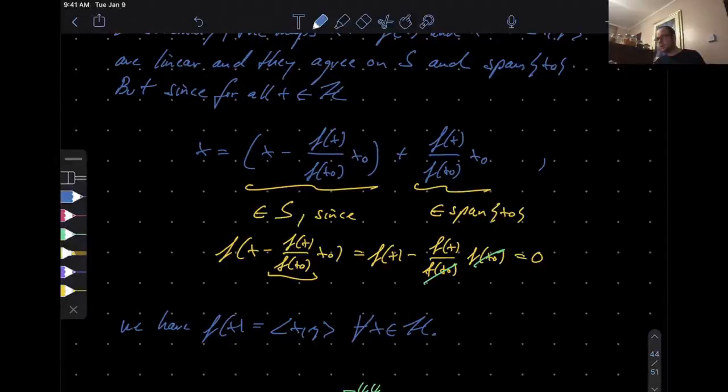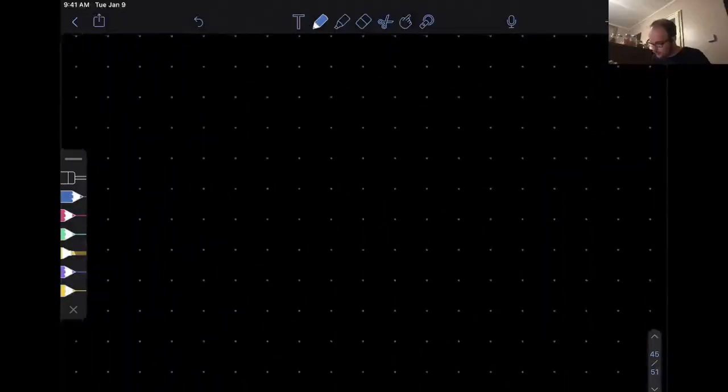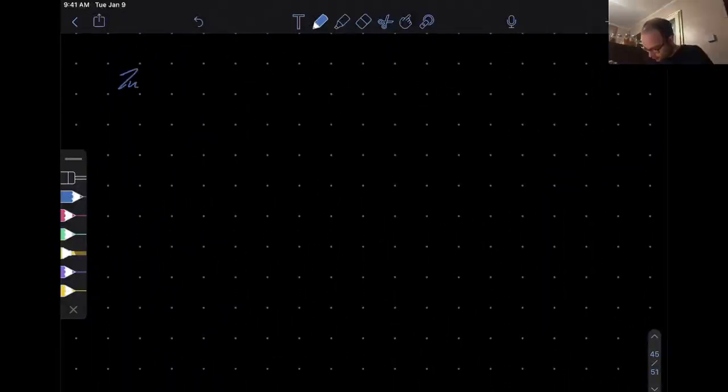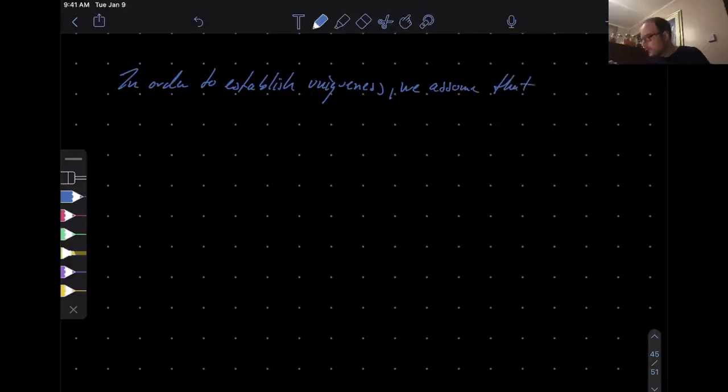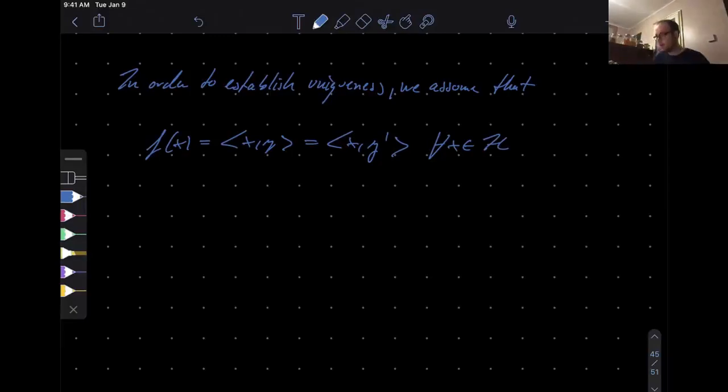Now we have to establish uniqueness, and then we have to establish the equality in norms between the vector y and the operator norm of f. Okay, so let's do this. In order to establish uniqueness, we assume that I can represent f in this way for some y, but also in this way for some, say, y prime. And now of course the idea is to show that y is equal to y prime.